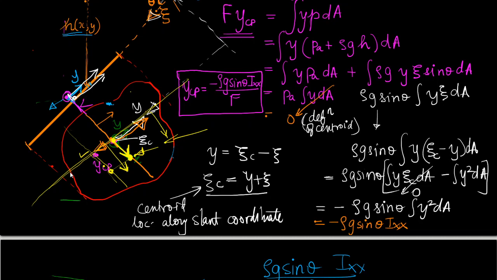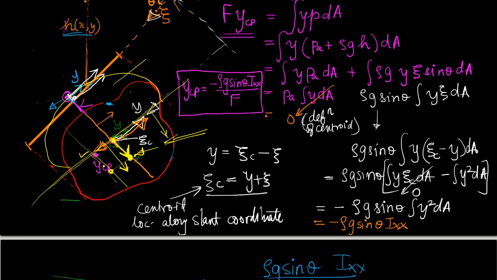Yes, sir. If the body were perfectly symmetric, if this area and this area were the same, then it would not shift. But it will not have the same x as the centroid in general. There will be a shift from the centroid.